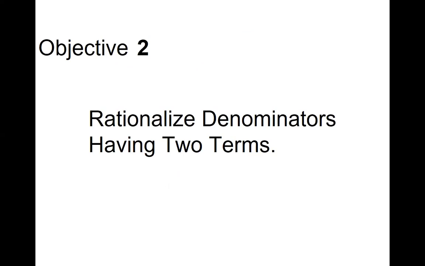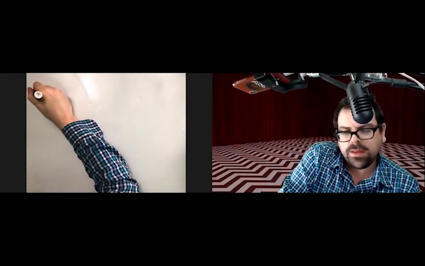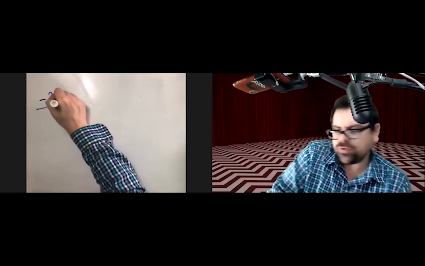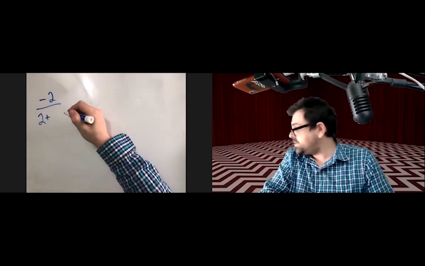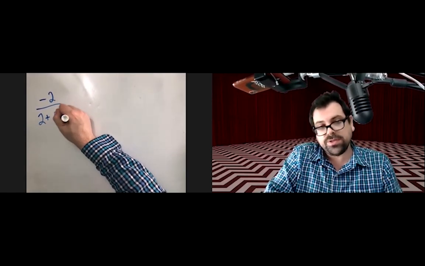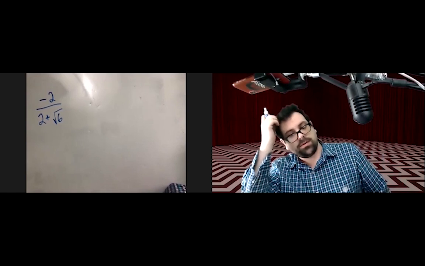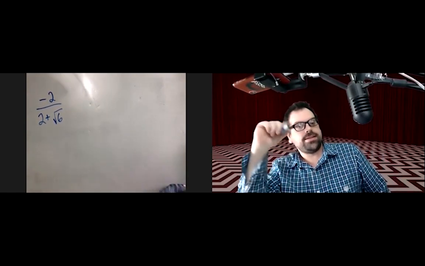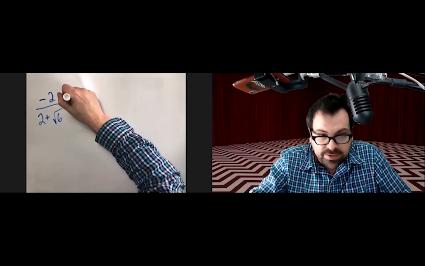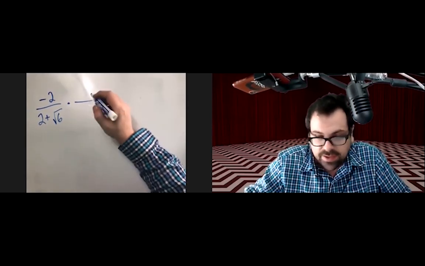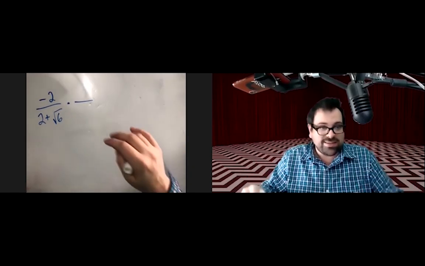The second objective in this topic: rationalize denominators having two terms. Let's look at -2 over 2 plus radical 6. We want to rationalize this. Your first instinct might be, by the way, this is wrong. Don't write this down unless you're going to put arrows at it and say wrong.